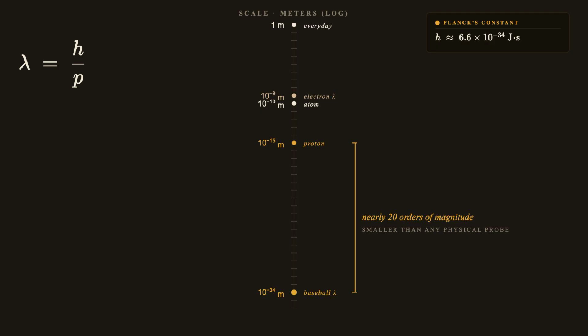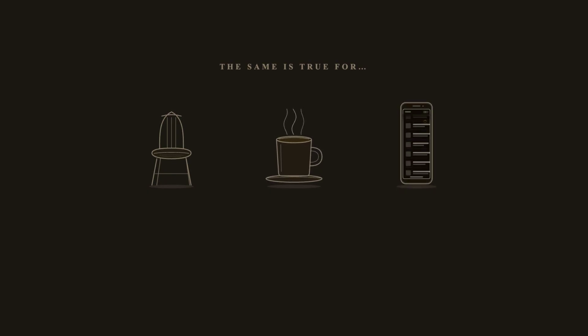There is no apparatus, no slit, no measurement of any kind that could ever resolve a fringe pattern at that scale. The wavelength is there. It's just so tiny that it never matters. The same is true for the chair you're sitting in, the coffee on your desk, and the hand you're scrolling with. Each has a wave function, a probability density, and provided the object has a non-zero velocity, a wavelength.